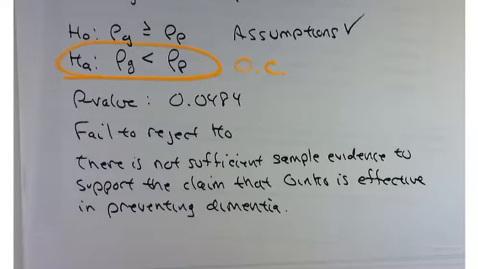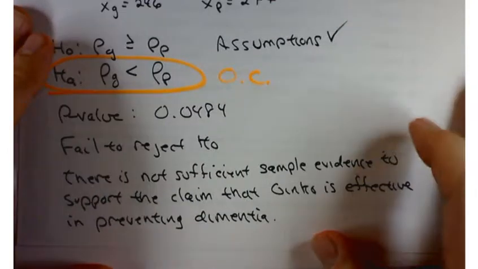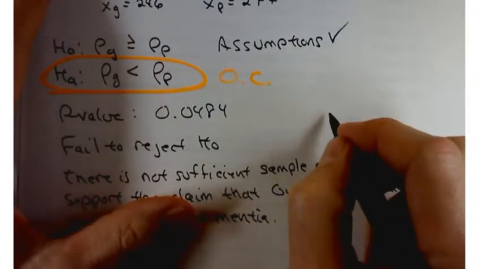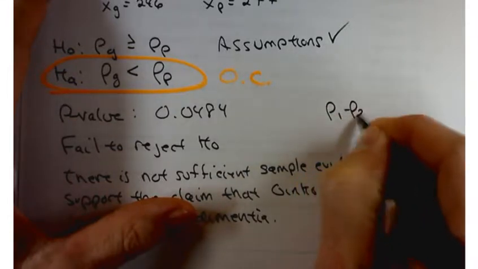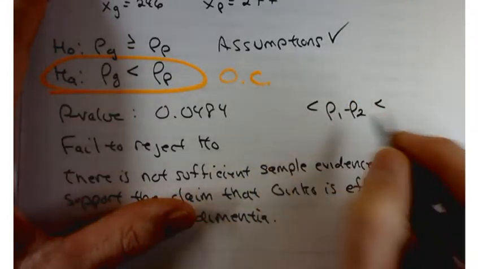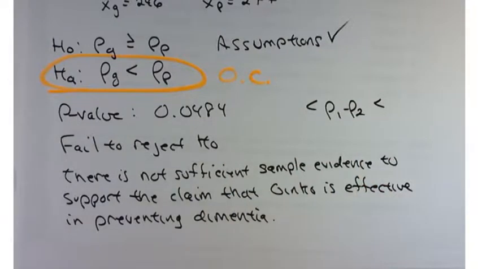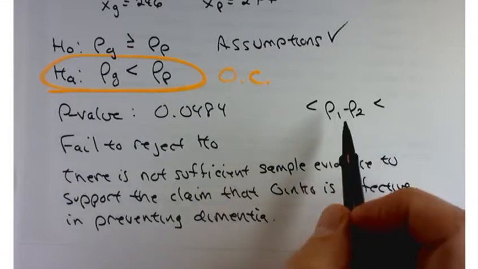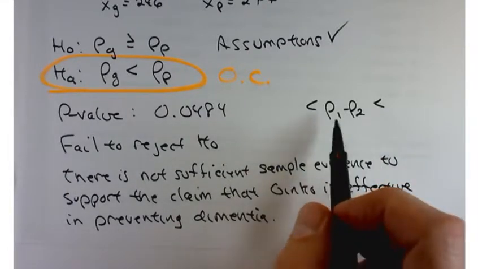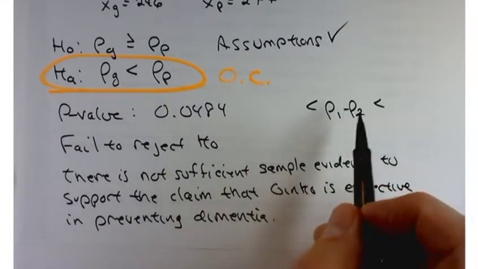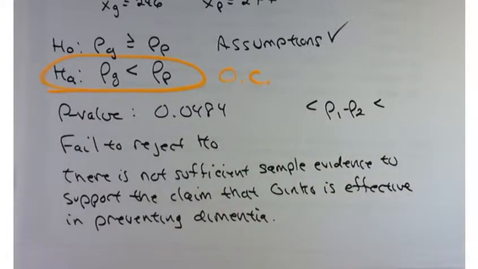Let's look at the confidence interval and see if the confidence interval is telling us the same thing. Now, the confidence interval is going to be the interval for the difference of those two. So what you're going to get is a confidence interval for P1 minus P2. Now, that confidence interval should contain 0. Because if 0 is in that, that means that these two are no different. So let's take a look back at the confidence interval.